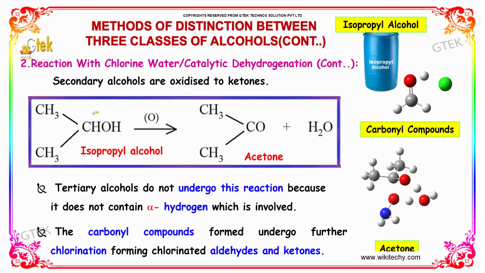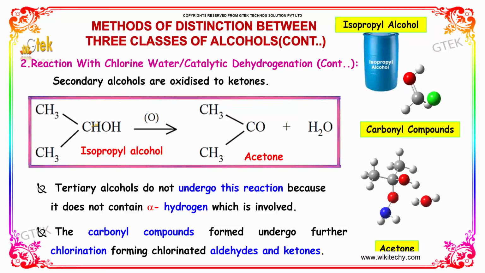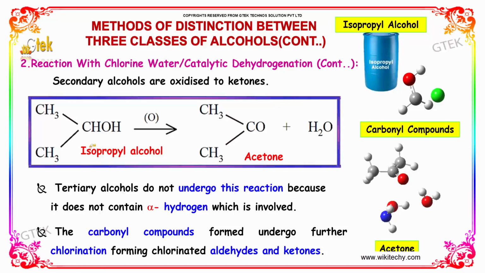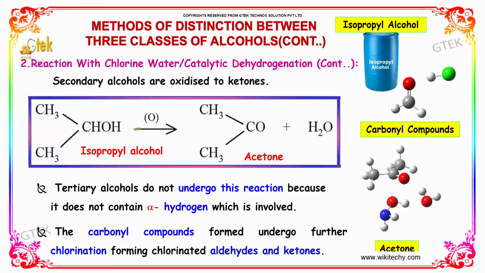For example, let us take a secondary alcohol. This hydrogen here is known as the alpha hydrogen. In a tertiary alcohol, this hydrogen won't be present. Instead of this hydrogen, we'll be having other aryl groups or alkyl groups. Therefore, due to the absence of alpha hydrogen, the tertiary alcohols cannot undergo the oxidation reaction. The carbonyl compounds formed undergo further chlorination, forming chlorinated aldehydes and ketones.